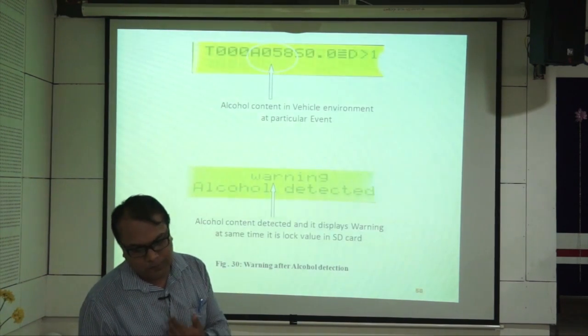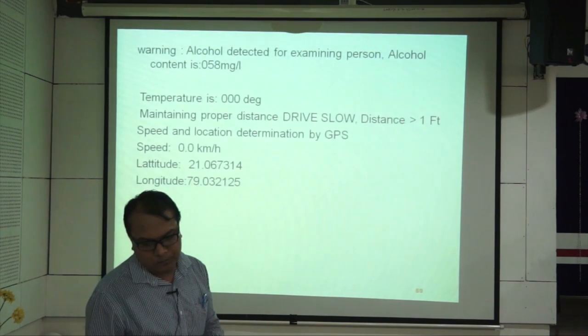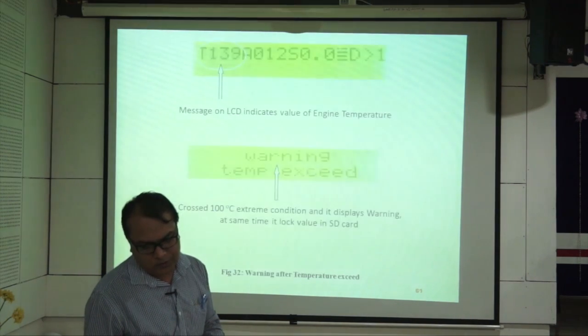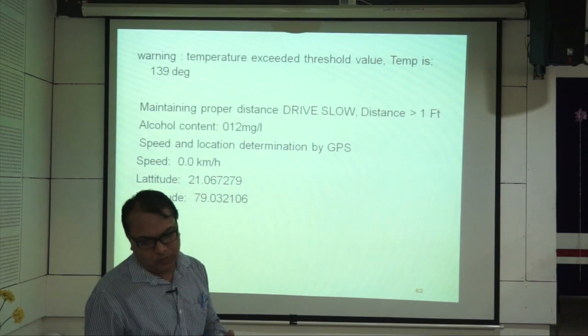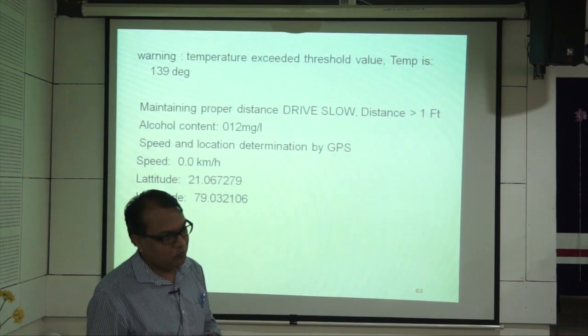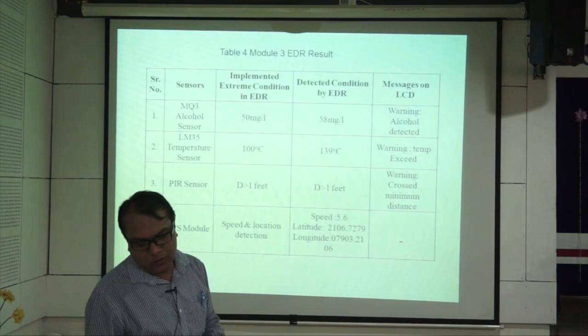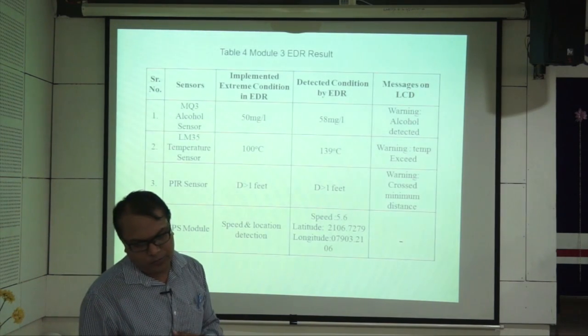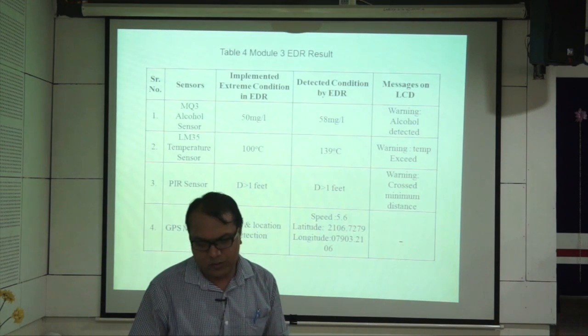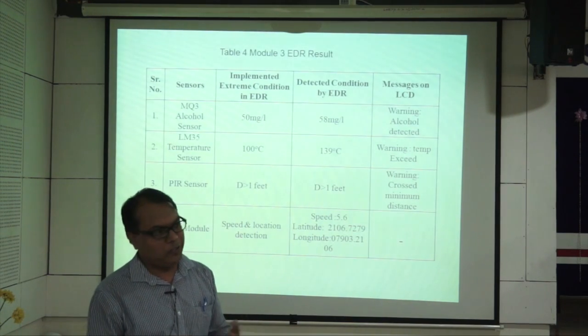This is also shown on an LCD. Similarly, the temperature sensor reading is also shown. If it crosses the limit, all the data from the various sensors is also recorded. This is the table showing the module 3 implementation. Alcohol sensor readings are detected and the threshold value is set.